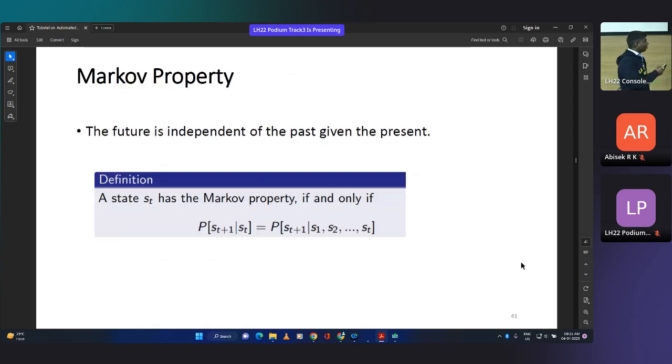Markov property means the next state depends only on the present state. It does not depend on the historical data. It means the current state is sufficient to predict the next state. That is the Markov property.